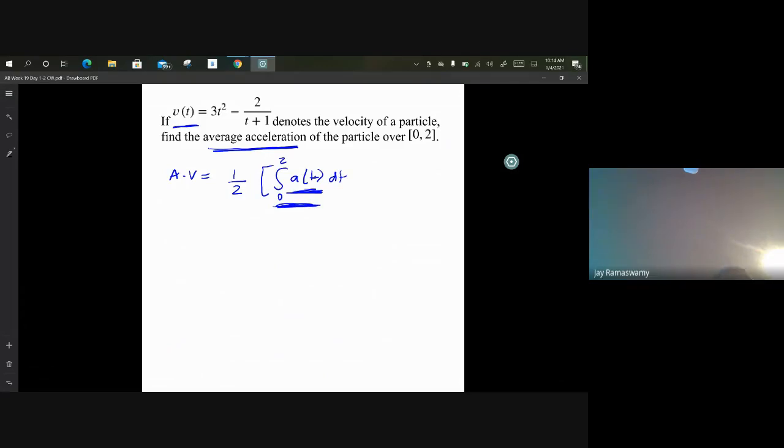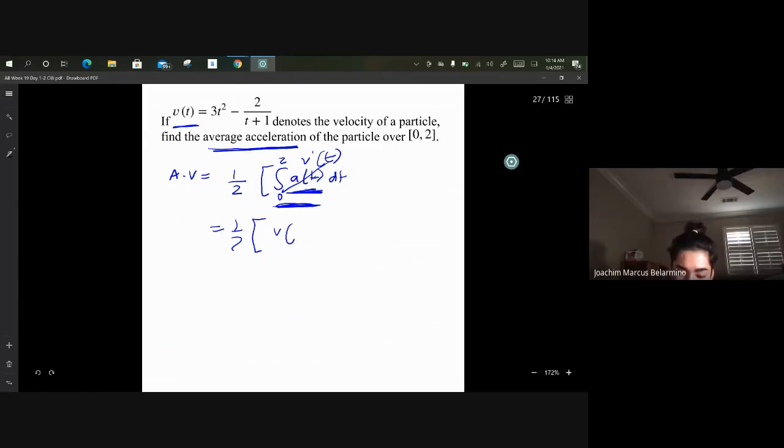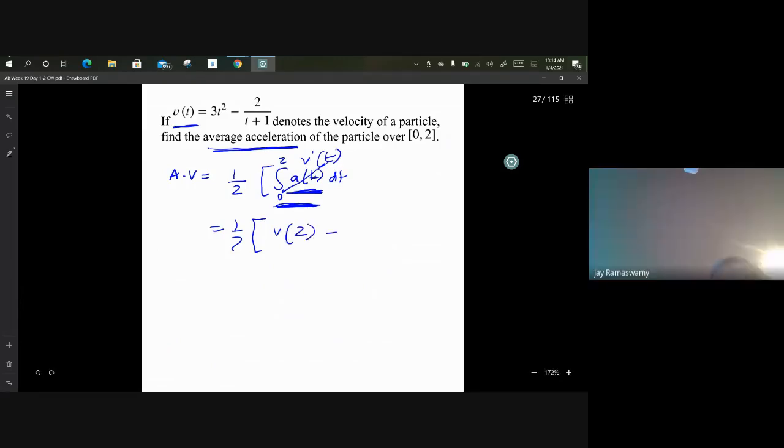Smart kids, we did a lesson 10 minutes ago. I can rewrite a of t as v dash of t. Now I'm going to apply the net change, which just becomes v of 2 minus v of 0.